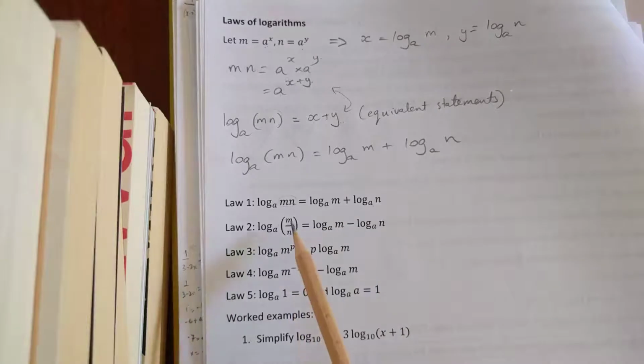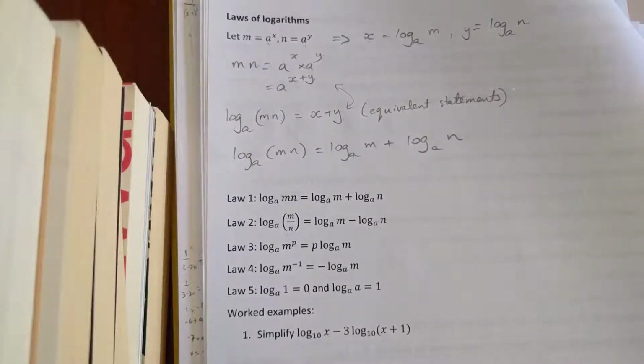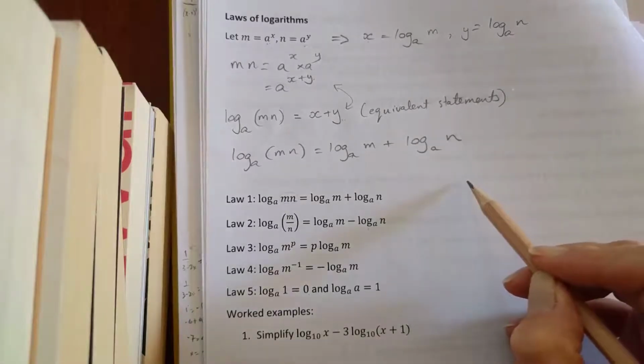The division, log base a of m divided by n, becomes log base a of m minus log base a of n. Then I have a few more log laws, which I'm not going to show you where they come from, but they're not too complicated to get there. Actually, law 3 I can show you. I'll just write it over here.